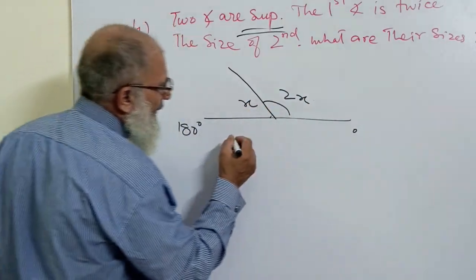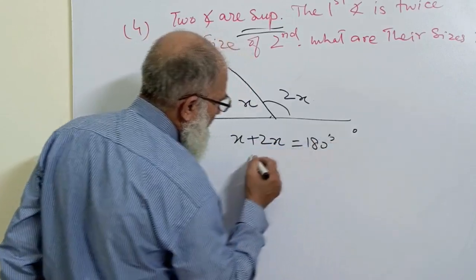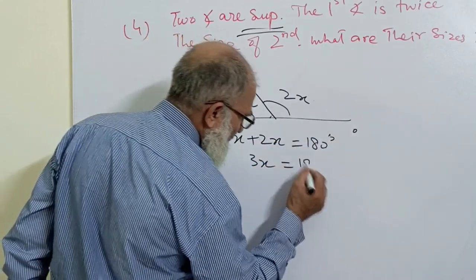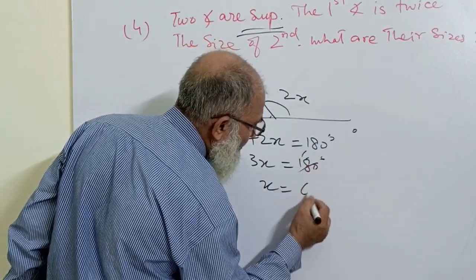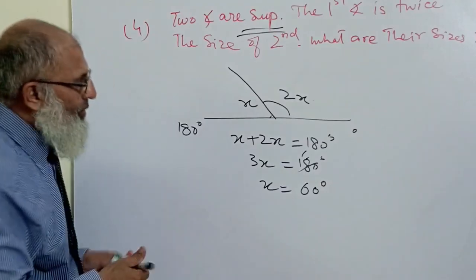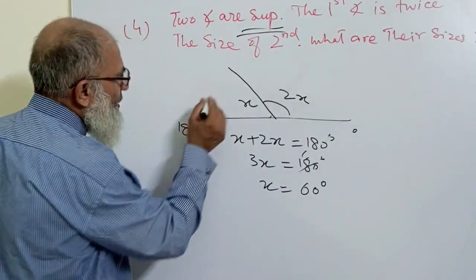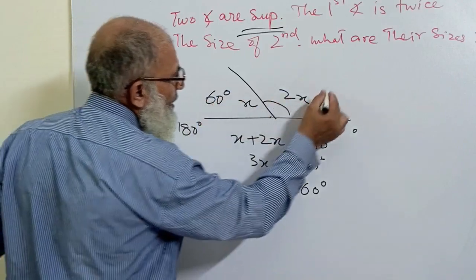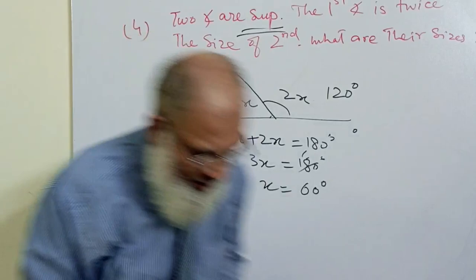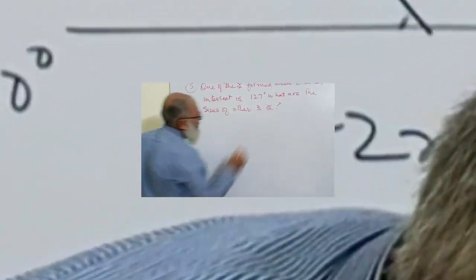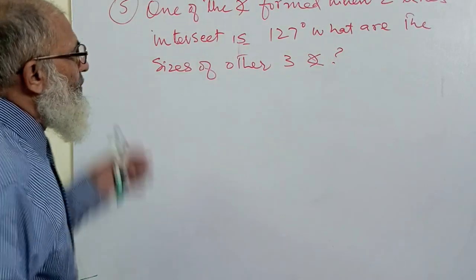So it means that x plus 2x is equal to 180 degrees. 3x is equal to 180 degrees, and x is equal to 60 degrees. Now x is equal to 60 degrees, and therefore this is equal to 120 degrees. We just multiply it by 2. It was very simple.